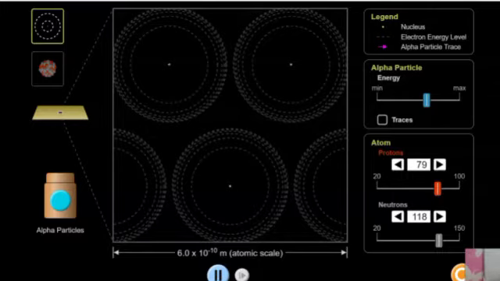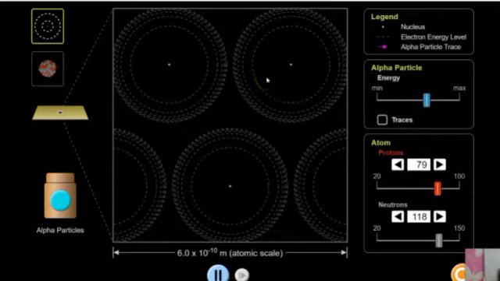In this experiment setup, there are alpha particles. This is the gold foil, a foil made up of gold. And a screen is there. These are all parts of his experiment setup.